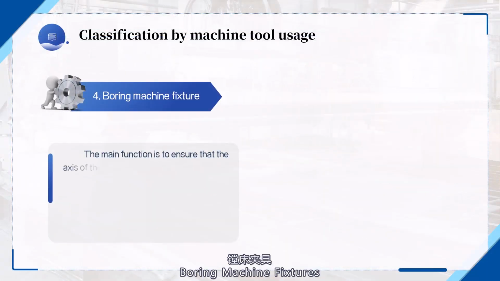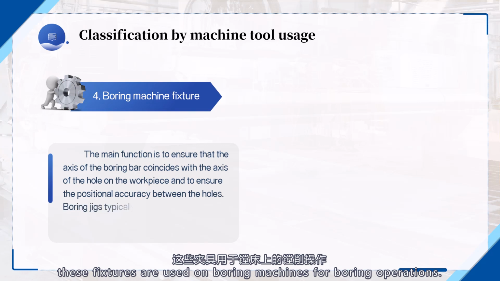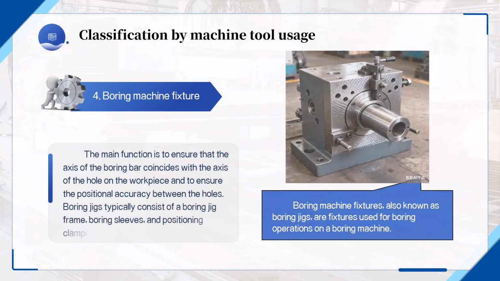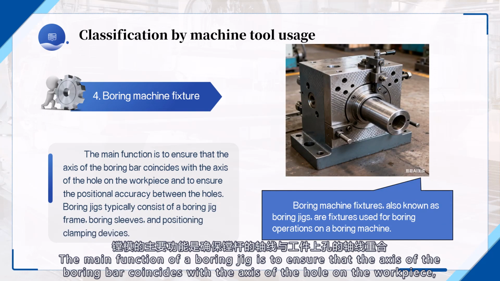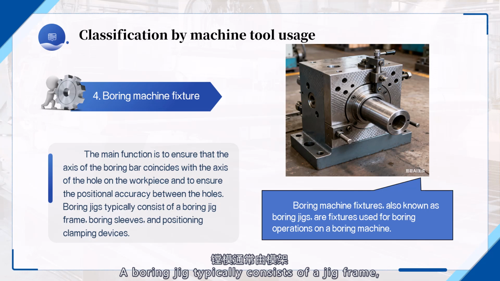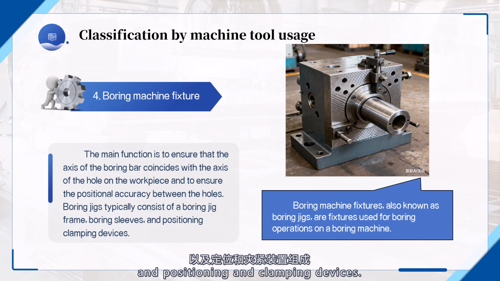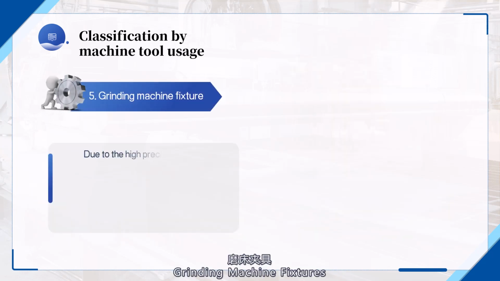Boring machine fixtures, also known as boring jigs. These fixtures are used on boring machines for boring operations. The main function of a boring jig is to ensure that the axis of the boring bar coincides with the axis of the hole on the workpiece, as well as to maintain the positional accuracy between multiple holes. A boring jig typically consists of a jig frame, boring bushings, and positioning and clamping devices. When processing high-precision hole systems, a boring jig is an essential fixture.